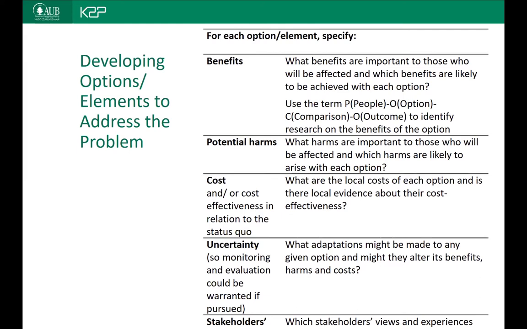Also, uncertainties about this policy option have to be highlighted. For example, if we know all the details about a certain policy option, there would be no uncertainty about it. However, if there are certain considerations that are not still very clear, you have to highlight that.